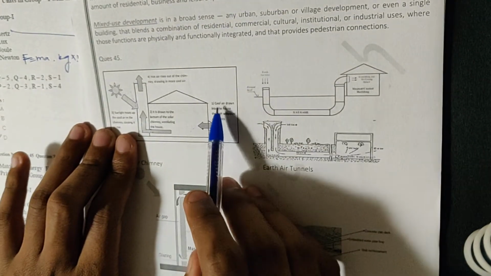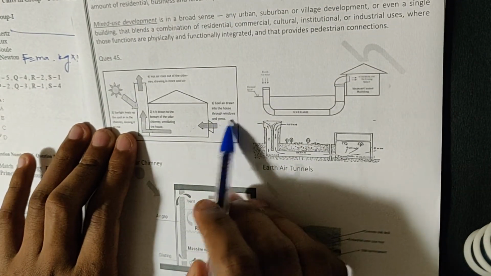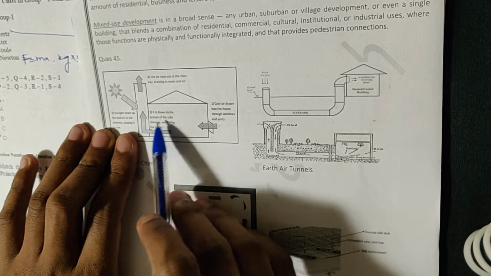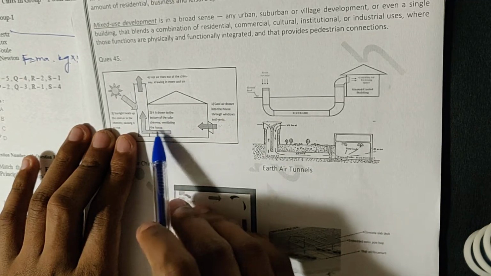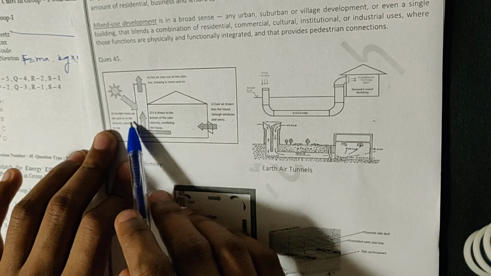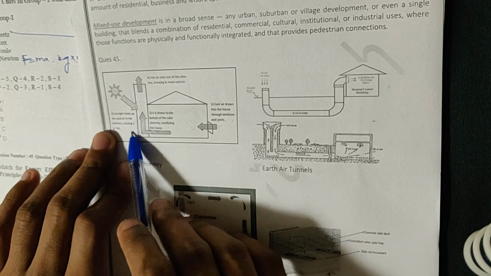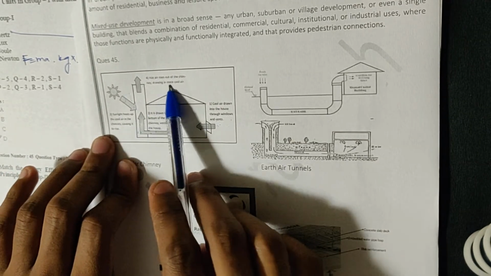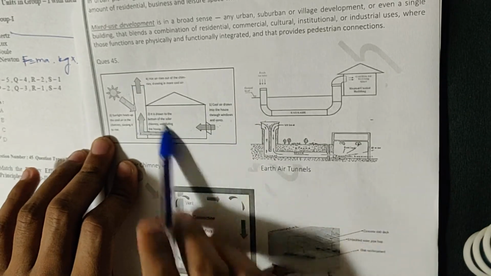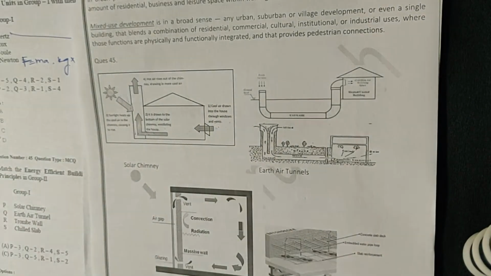So the cold air is drawn into the house through windows and vents, it is drawn to the bottom of the solar chimney, ventilating the house. Sunlight heats up the cool air in the chimney, causing it to rise. Hot air rises out of the chimney, drawing in more cool air. So this can be used in hot countries.